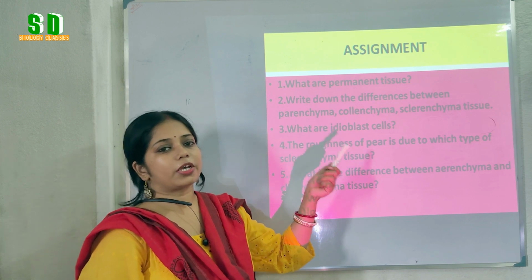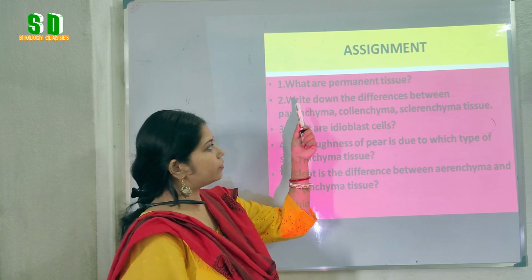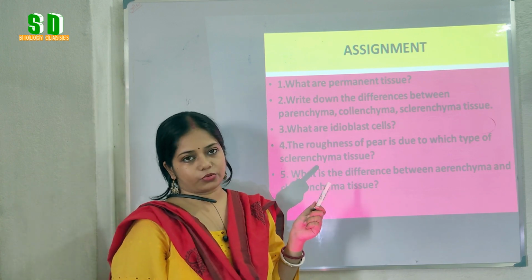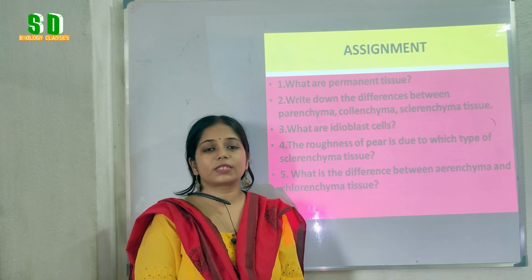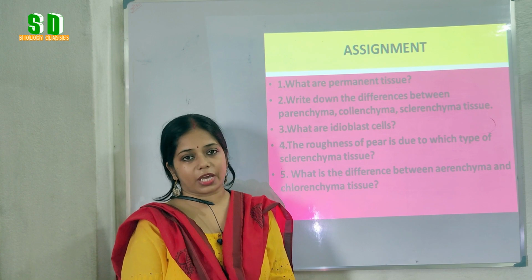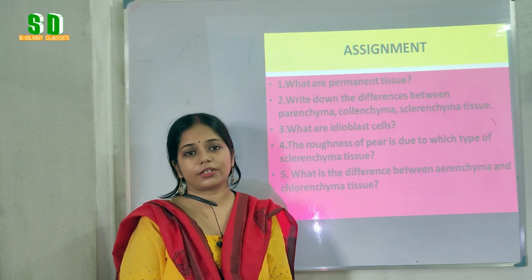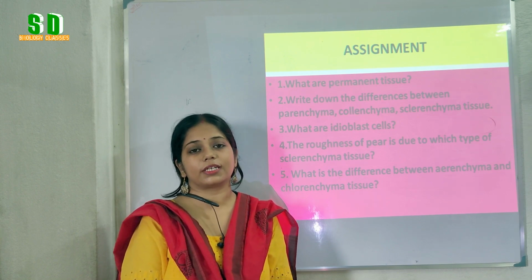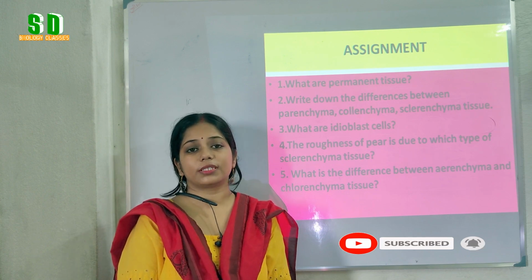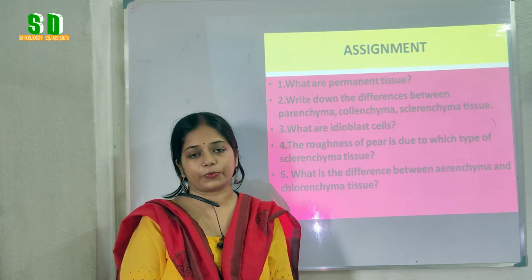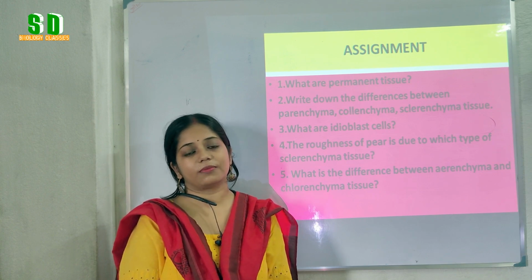Students, here we are in the most important part of the video, the assignment portion. Here we have some questions, and you have to write down the answers and practice. From today's video, we have learned about the different types of permanent tissue, the parenchyma, collenchyma and sclerenchymatous tissues, their functions, their structures, and we also have some idea about the differences between these three types of tissues. In the next video, we will learn about the complex type of permanent tissue.